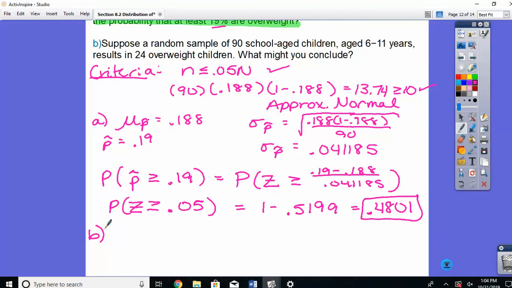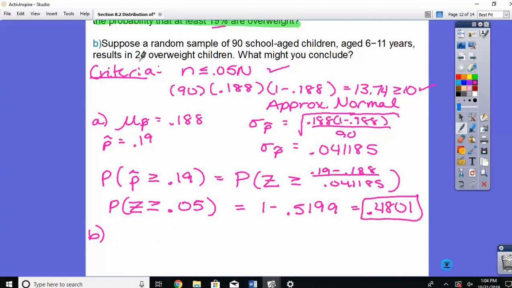B, suppose a random sample of 90 school-age children, ages 6 to 11, results in 24 overweight. Wait, how do you know whether it's x bar or p hat? X bar is sample means, so it'll talk about the sample means. So what might we conclude?